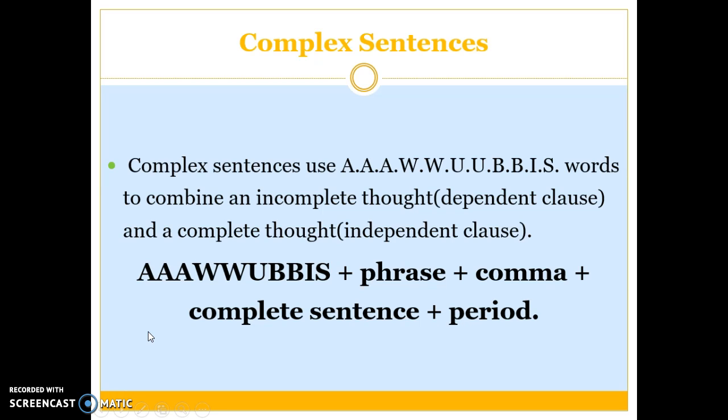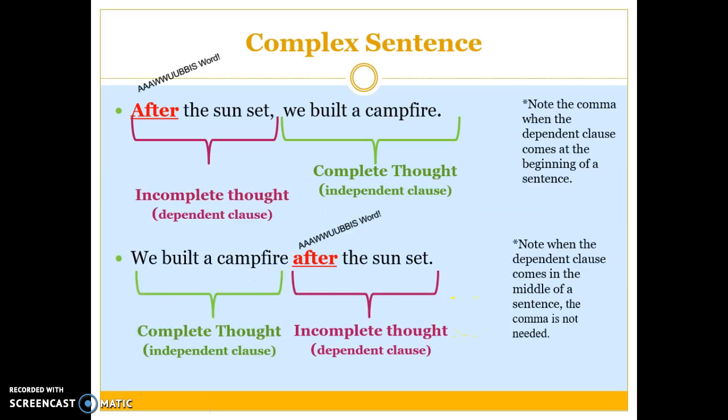Complex sentences. Complex sentences use AWUBIS words to combine an incomplete thought, a dependent clause, and a complete thought, an independent clause. AWUBIS plus a phrase plus a comma plus a complete sentence followed by your period, and there you have it, a complex sentence.